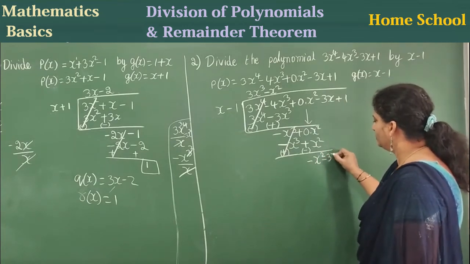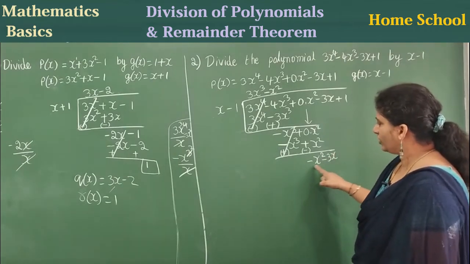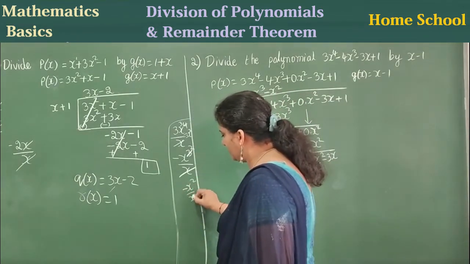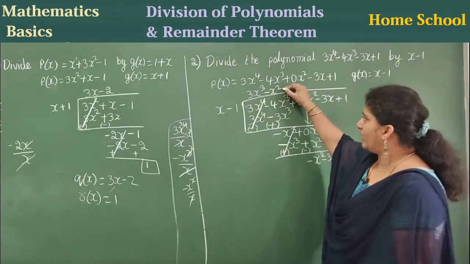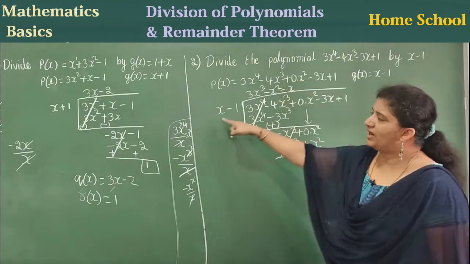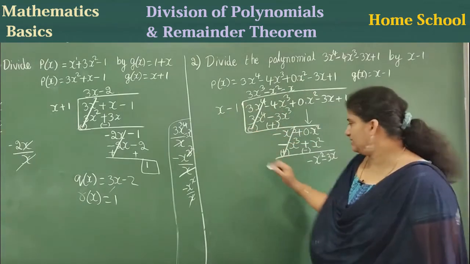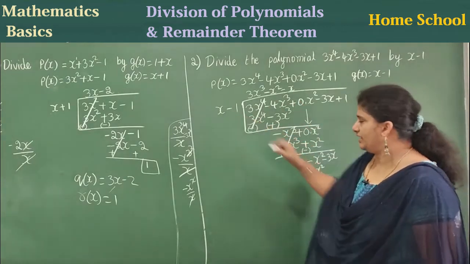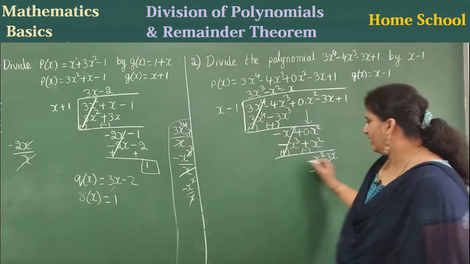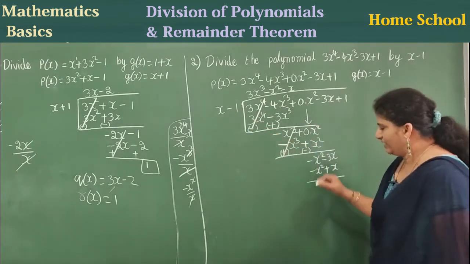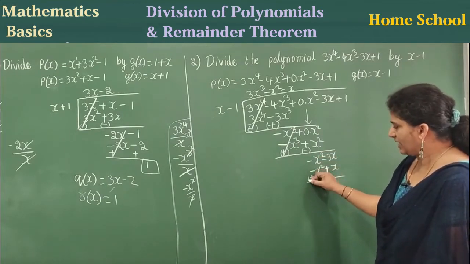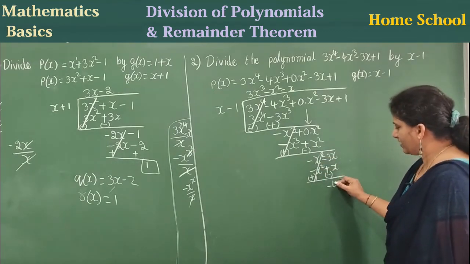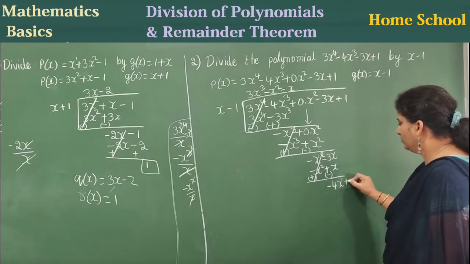Drag one term down. Then again, first term what you have? Minus x square by x will be minus x. That minus x, write it here. Now again multiply this, minus into plus, minus x into x, x square, minus into minus, plus x into 1, it will be x. Now again both are minus, so again subtract, change sign. Cancel, minus 3x minus x will be minus 4x, drag the number down, okay?